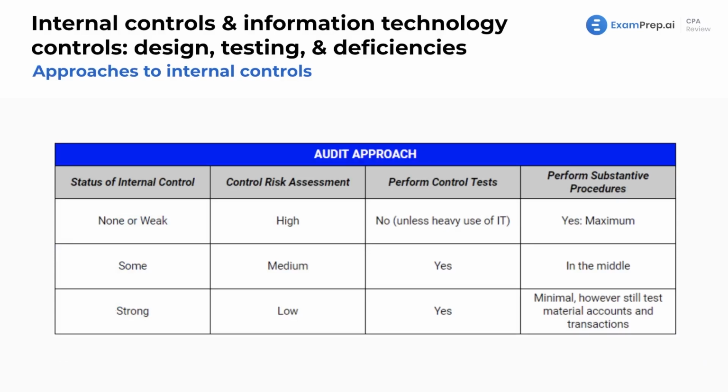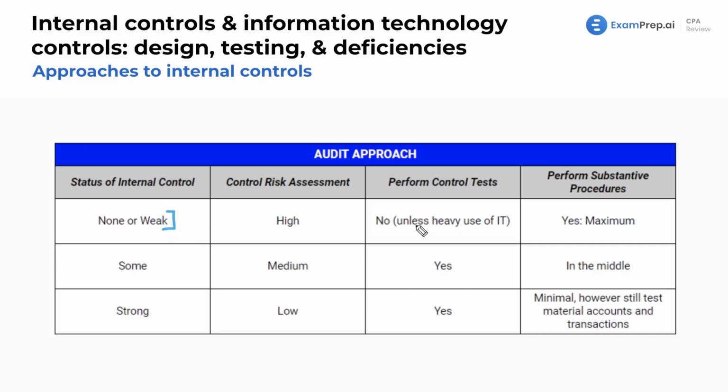Here is a nice little graphic, which we would have seen in our audit risk as well. Just kind of a reminder here. What is our audit approach to internal controls? Well, if internal control is non-existent or weak, our control risk, the risk that controls will provide inaccurate financial data, is high. And what are we going to do when performing control tests or tests of controls? We are not going to do anything. And why is that? Well, because we can't trust them, or there's just no internal controls there, right?